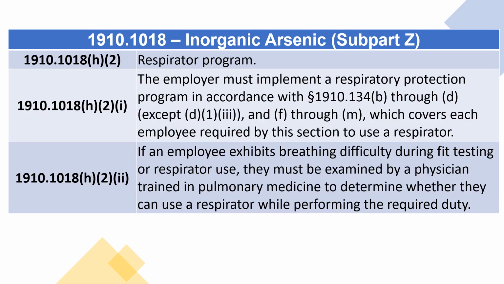1910.1018 H2. Respirator Program. 1910.1018 H2 1. The employer must implement a respiratory protection program in accordance with Section 1910.134 B through D, except D1, 3, and F through M, which covers each employee required by this section to use a respirator. 1910.1018 H2 2. If an employee exhibits breathing difficulty during fit testing or respirator use, they must be examined by a physician trained in pulmonary medicine to determine whether they can use a respirator while performing the required duty.